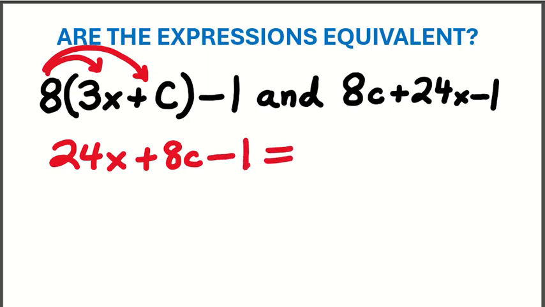Now, is that the same as 8c plus 24x minus 1?